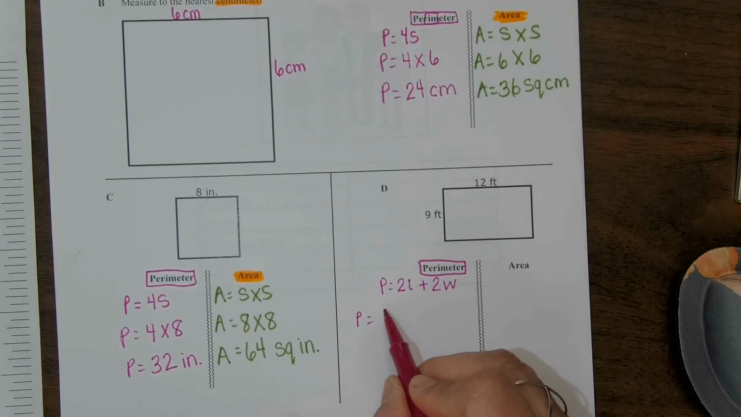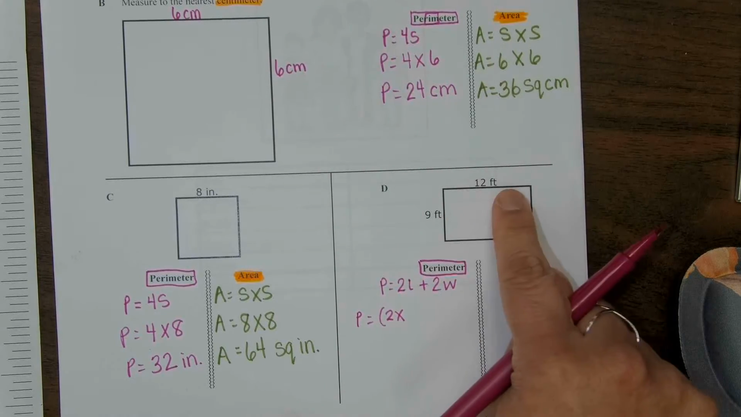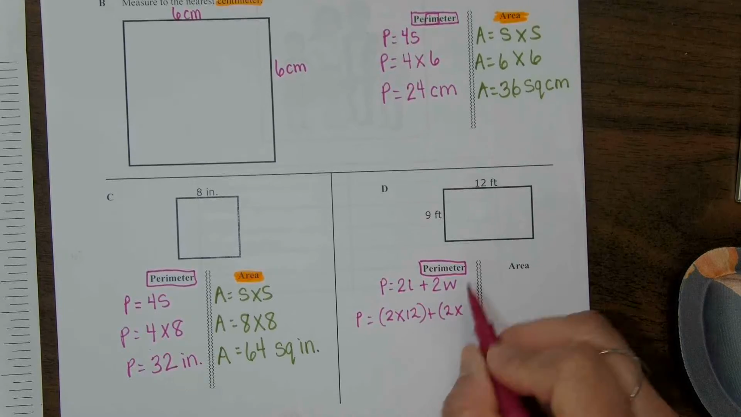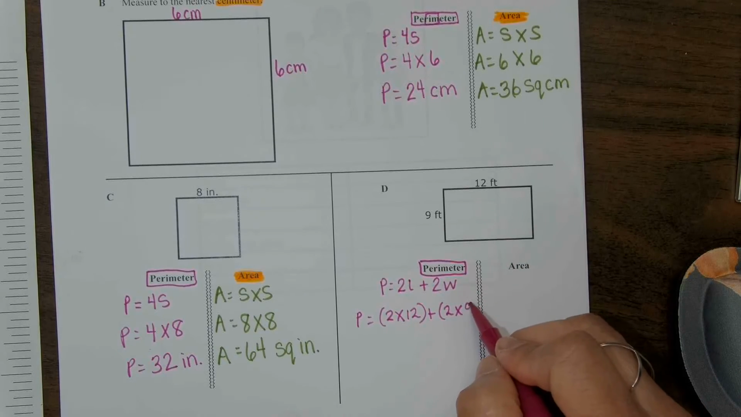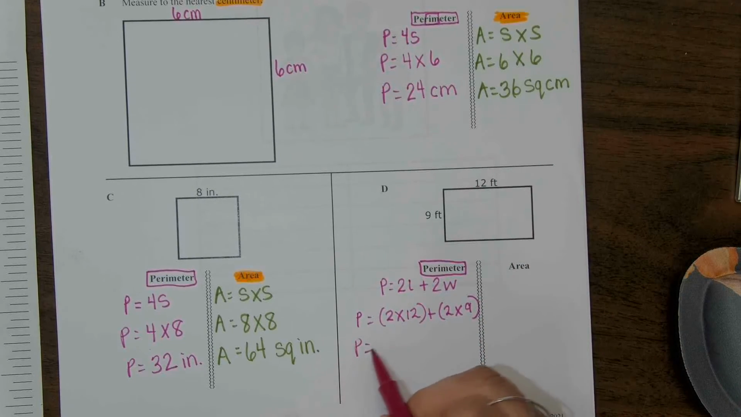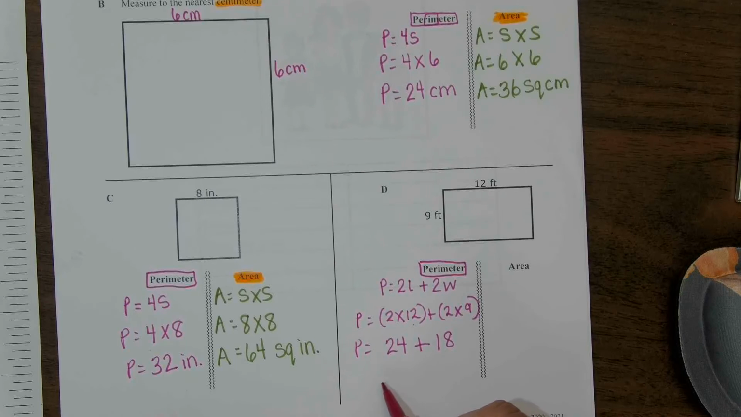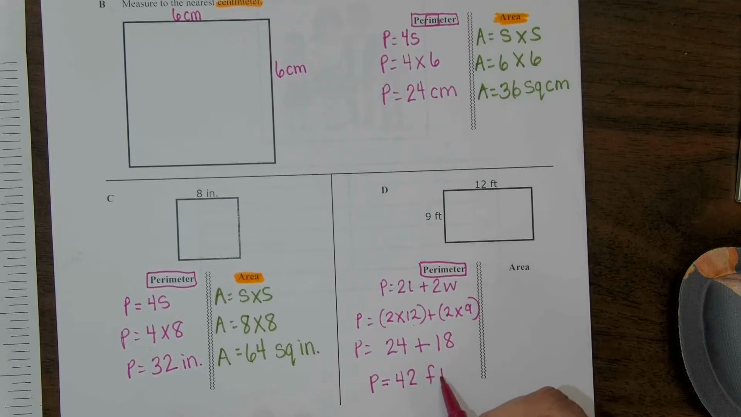So perimeter equals 2 times the length, which is 12 feet, plus 2 times the width, which is 9. Perimeter equals 2 times 12 is 24, plus 2 times 9 is 18. So then you add those up: 24 plus 10 is 34, plus 8, 42. So your perimeter equals 42 feet.